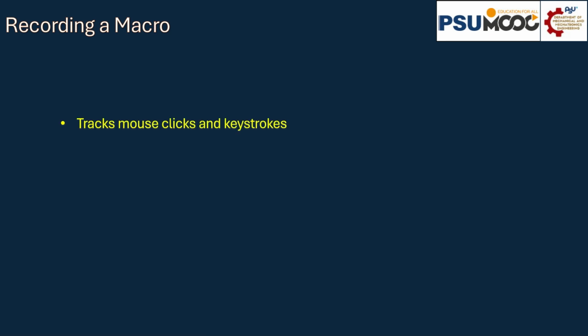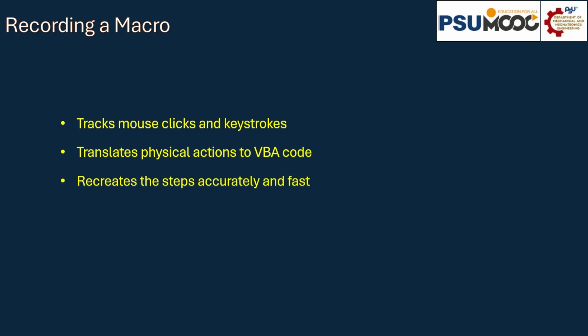Recording a macro is the process of using Excel's built-in screen recorder to track your mouse clicks and keystrokes. Excel automatically translates your physical actions into clean VBA code behind the scenes. When you play the macro back, Excel perfectly recreates those exact steps in a fraction of a second. The following are the steps for recording your macro.